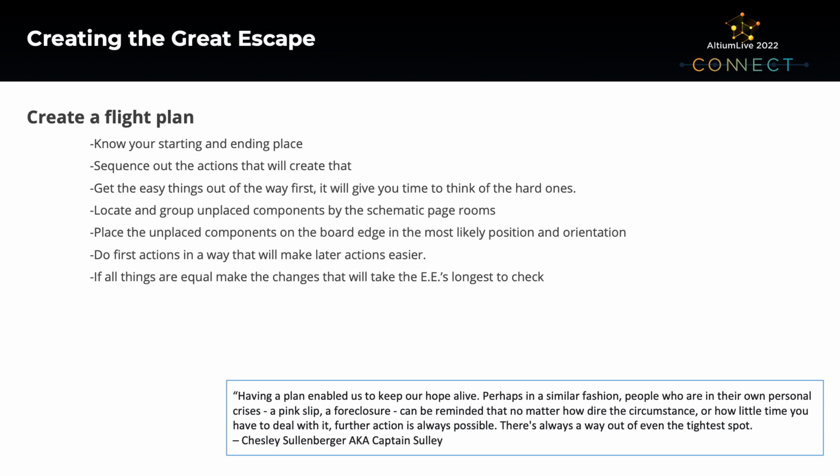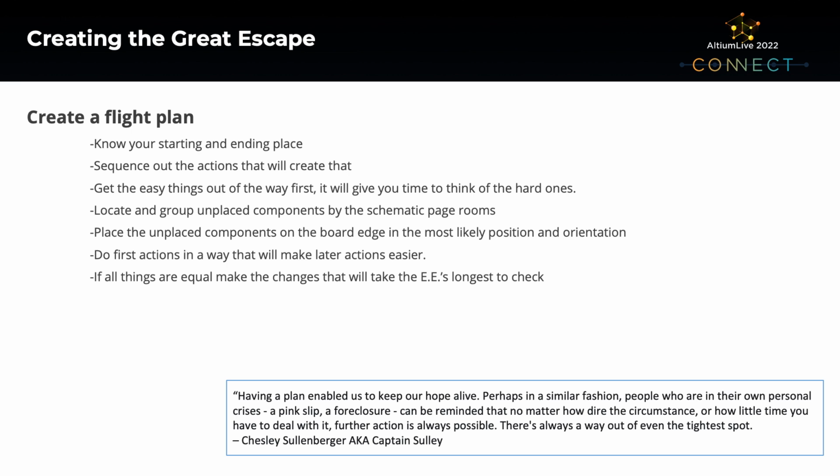So when we think of a flight plan for our printed circuit board, this could be written or not written, but you always want to have a plan in mind, even if you're not writing it down. You always want to know what your starting place is and what your ending place is, and then sequence your actions so they build upon one another. That's going to create that start to finish. I like to get the easy things out of the way first, because while I'm working on the easy things, I can be thinking about how to solve the really hard problems. So sometimes I just do the really easy stuff first and then encounter the hard problems.